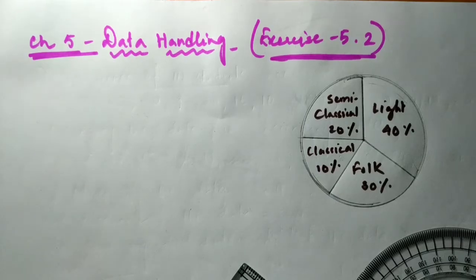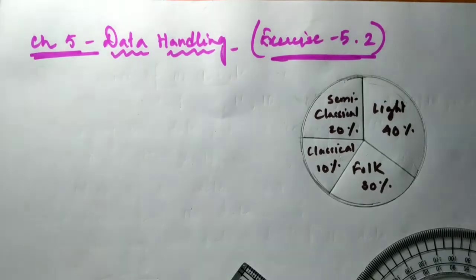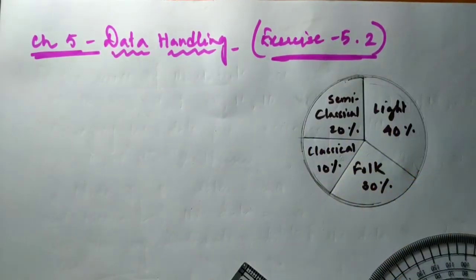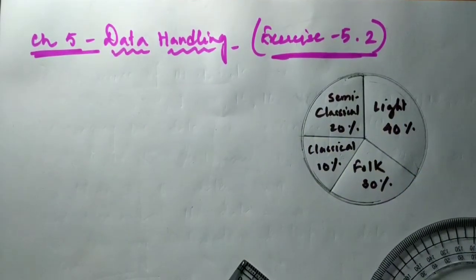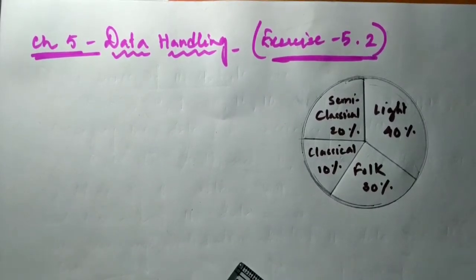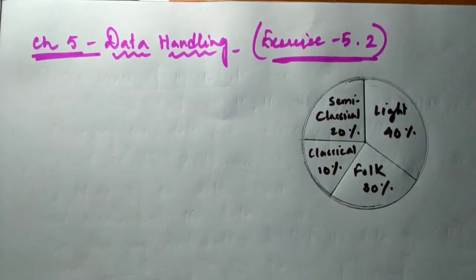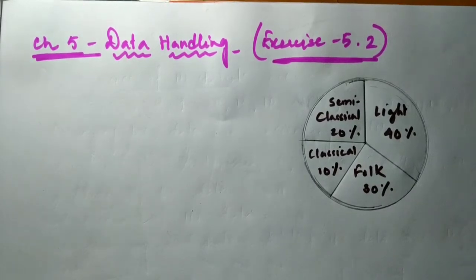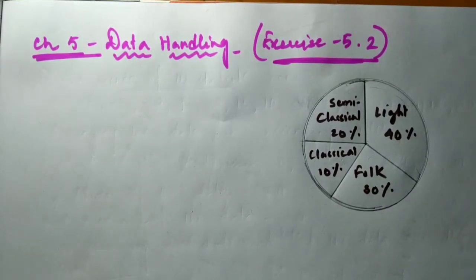Hello everyone. Today we'll be starting with exercise 5.2 of our chapter 5, that is data handling. So here in this exercise basically we'll be discussing pie charts, how to make a pie chart, or when a pie chart is given, to find out the requirements. Whatever required data we have to find out by observing a given pie chart. So let us get started with question number 1.